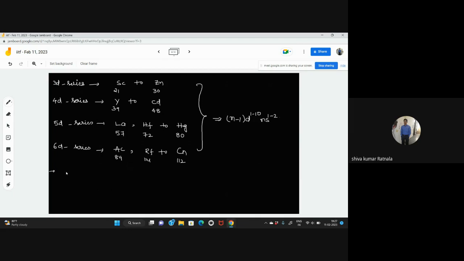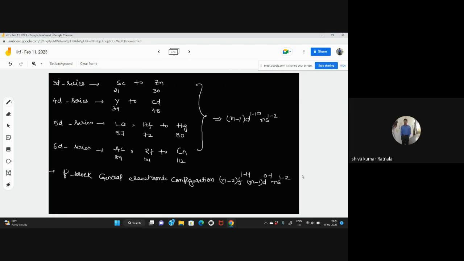Next, what can we say about the F block? F block elements are inner transition elements. The general electronic configuration of the F block: do you have any idea? (n minus 2) f 1 to 14, (n minus 1) d 0 to 1, ns 1 to 2. This is the general electronic configuration.